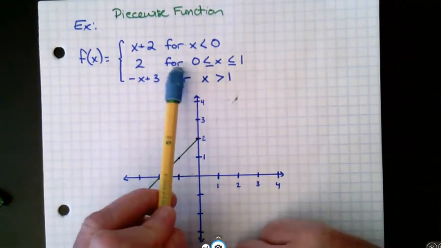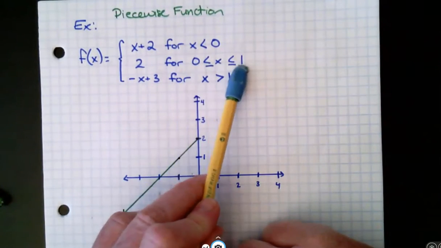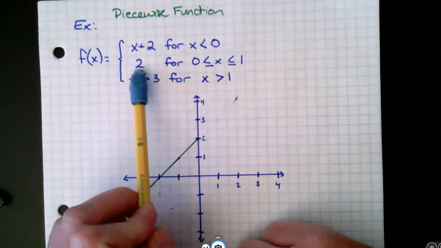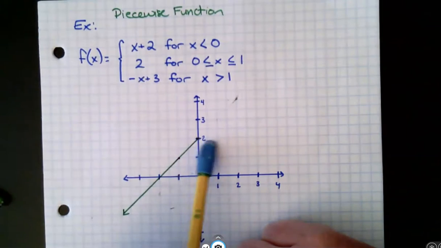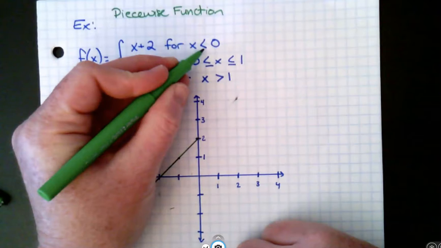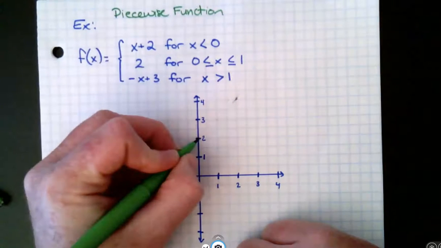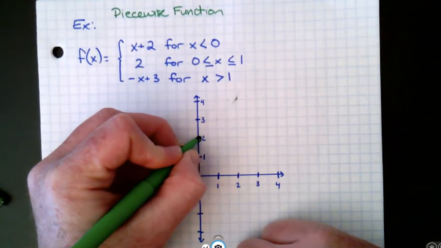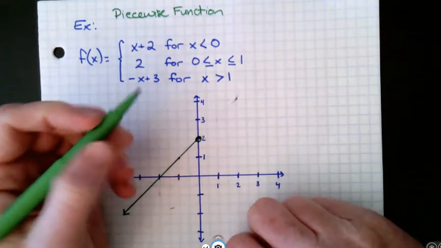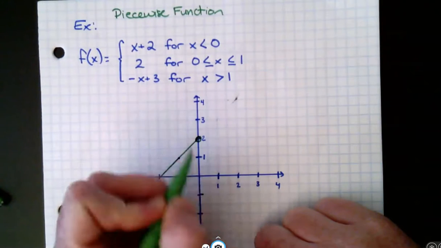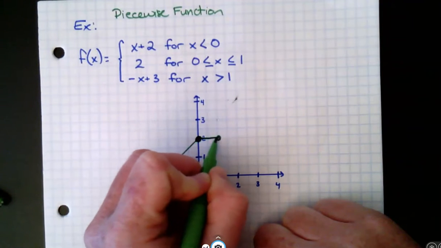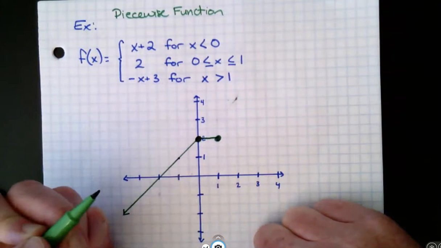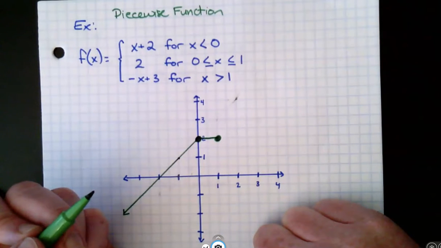Now, for where x is between 0 and 1 inclusive, we need to have the line y equals 2, so it's right here. Now, see how this was x is less than 0? This should have been an open circle because it doesn't include that value. But now it's going to be this line between 0 and 1, and it includes those values, so they're solid dots.